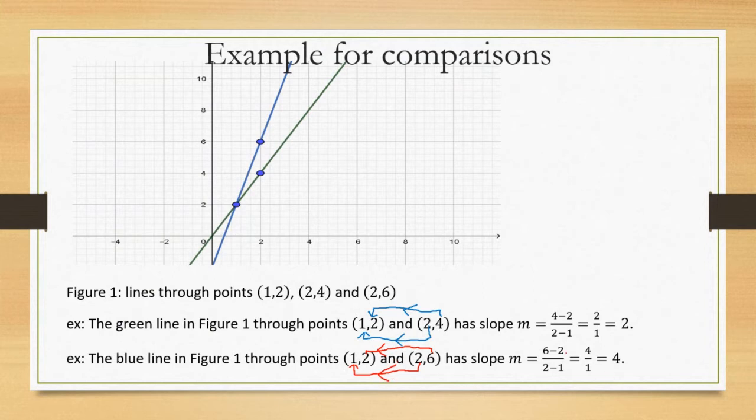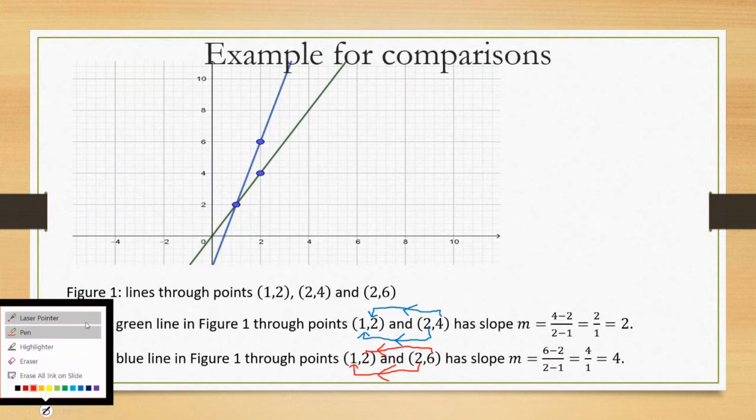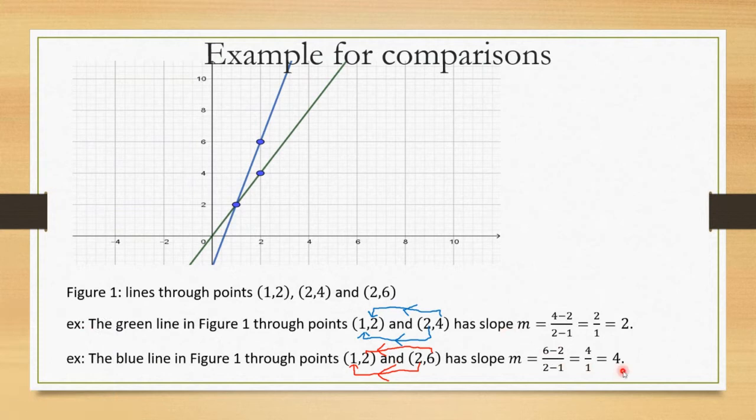So we have 6 minus 2, all divided by 2 minus 1. We get 4 over 1, which is 4. Okay, that's good. Now, let me just say this also. Well, first let me ask, are there any questions about this calculation?